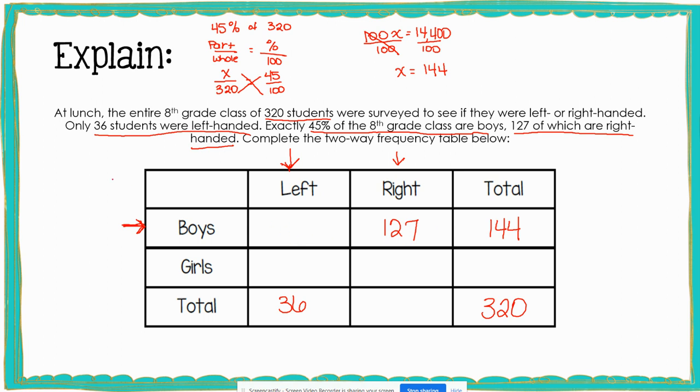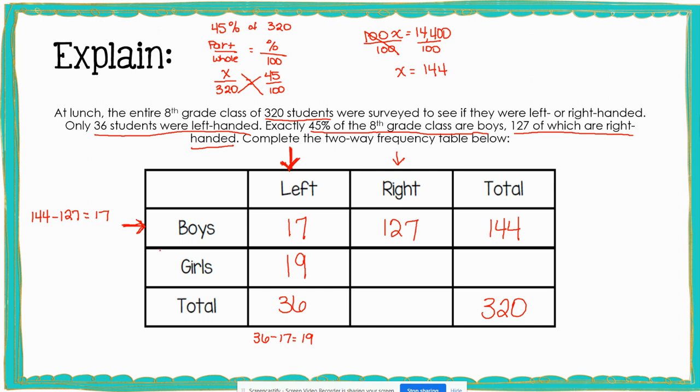To figure out how many are left-handed, we can do 144 minus 127. And that is going to give us 17. So there are 17 boys who are left-handed. Now from here, we can see that we can figure out how many girls are left-handed. We know that there are 36 total students who are left-handed and 17 of those are boys. So to figure out how many are girls, we can do 36 minus 17, which gives us 19. So 19 girls are left-handed.